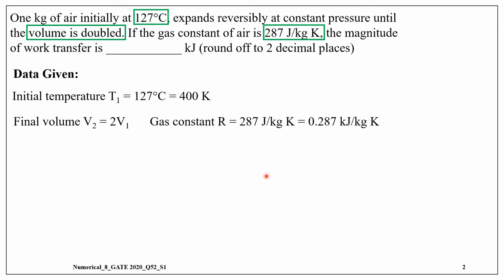Next, we need to write what is the quantity that is asked in the problem, that is to find work transfer. So we need to find out what is the work transfer. Of course, in the data given section, mass of air 1 kg is not written.